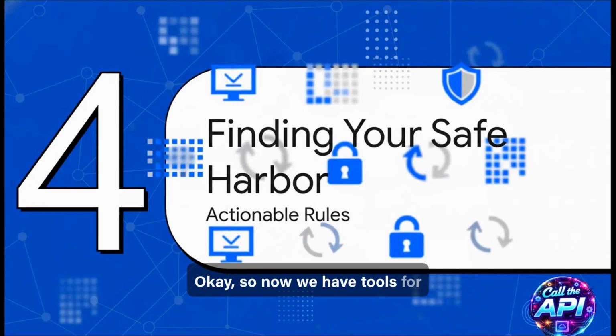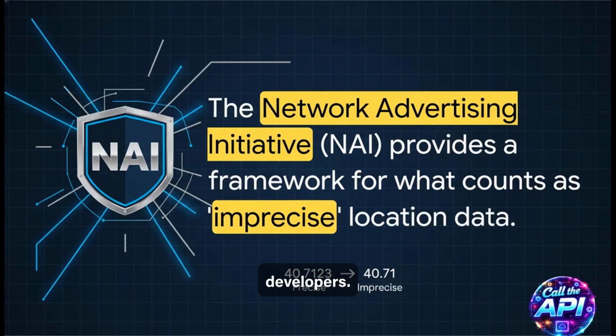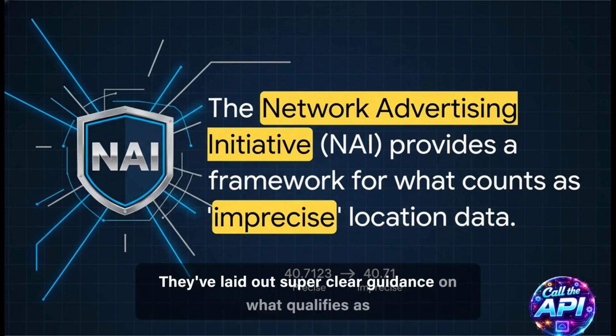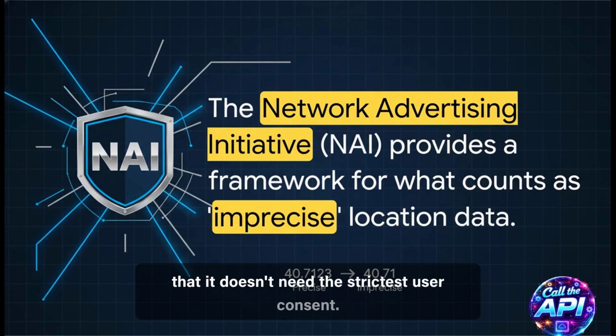Okay, so now we have tools for both obfuscation and aggregation. But what are the rules of the road? How do you know when your data is private enough to build that user trust and satisfy the regulators? Thankfully, we don't have to guess. Organizations like the Network Advertising Initiative, the NAI, have created a really practical framework for us developers. They've laid out super clear guidance on what qualifies as imprecise location data, data that's considered safe enough that it doesn't need the strictest user consent.